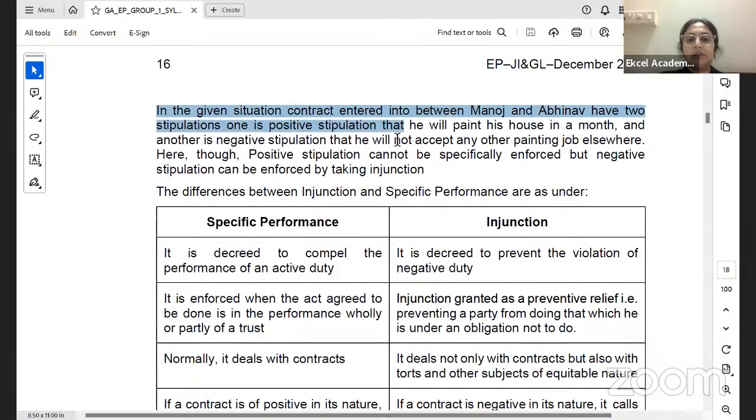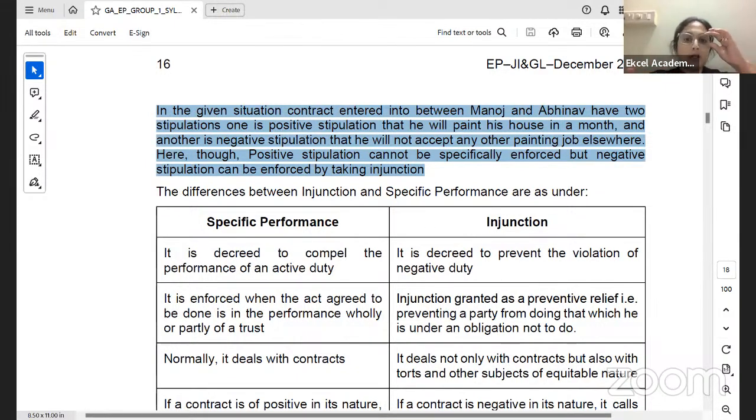And in the given situation, the contract entered into between Manoj and Abhinav has two stipulations. One is positive and one is negative. What is that? The positive one is: within a month I will paint your house. The negative stipulation is that during this time, I will not work for anybody else. So here, even though the positive stipulation cannot be specifically enforced, the negative can be enforced by taking an injunction.